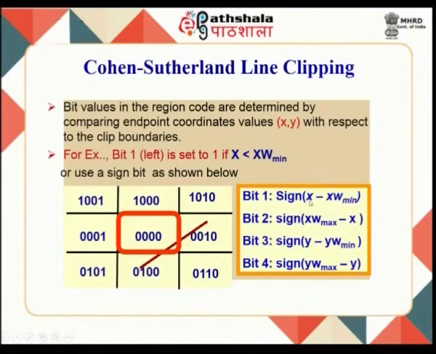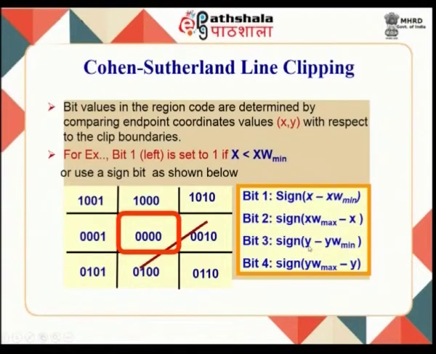The sign of the difference operation x minus x w min, if it is set, set the left bit, otherwise reset. The sign of the difference operation x w max minus x, if it is set, set the right bit. So, bit 2 corresponds to the right bit, otherwise reset.